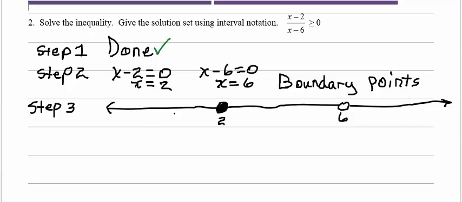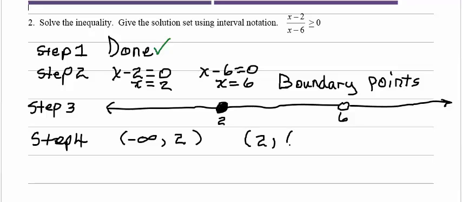All right, now I'm getting ready to do my fourth step. The interval that's represented by this portion of the number line, remember now I'm looking for the numbers that aren't boundary points, are the numbers less than 2. And this is the interval that represents those numbers, negative infinity to 2. The next set of numbers that are not boundary points are the numbers between 2 and 6.